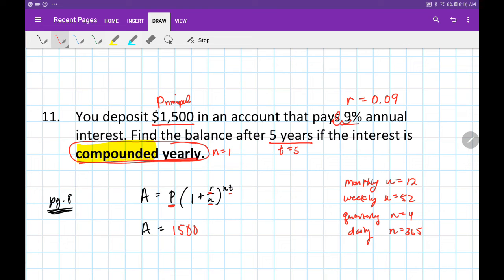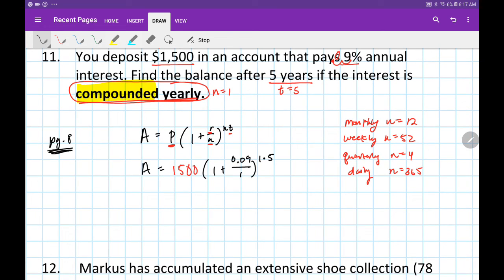Well, in this situation, n is simple, it's just 1, so let's plug in what we know. 1 plus my r is 0.09. My n is 1 to the power of n times t, which is 5. I'm going to just simplify some of this stuff for my next step, make it easier to plug into the calculator.